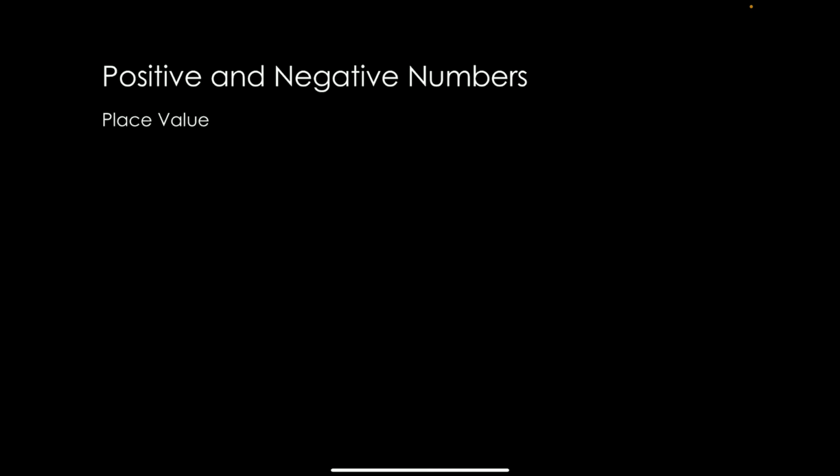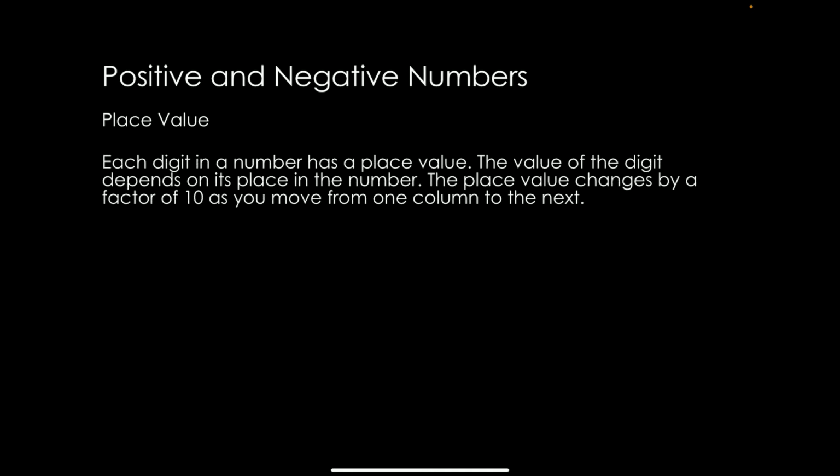And we're going to look at place value. So some people get a bit confused with place value. Place value is just understanding what the numbers mean depending on where they are in a certain number. So each digit in a number has a place value. The value of the digit depends on its place in the number. The place value changes by a factor of 10 as you move from one column to the next.